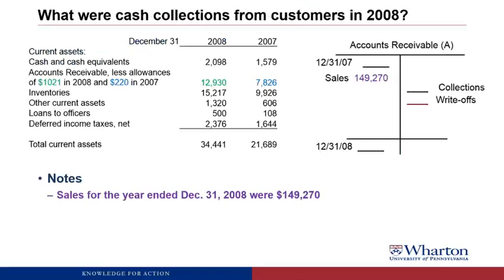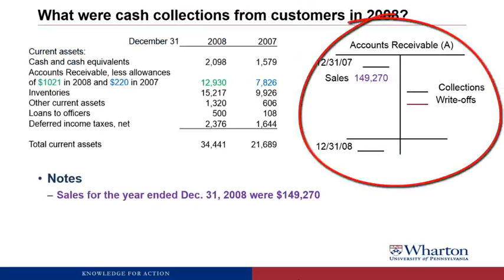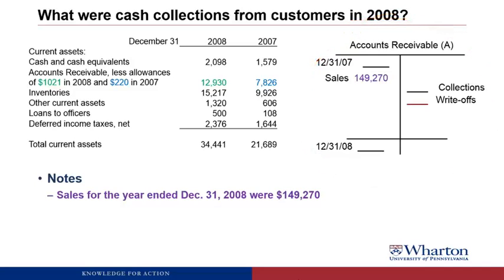Next, we're going to calculate what were cash collections from customers in 2008. So I've got the accounts receivable T account over here on the right. And when we first introduced the disclosure example, I said that sales for the year were 149,270. Of course, we could have found that from the income statement. I didn't need to give it to you, but it was easier to just give you the number than to show you the income statement. So we fill the sales in on the debit side because, of course, sales increase accounts receivable.